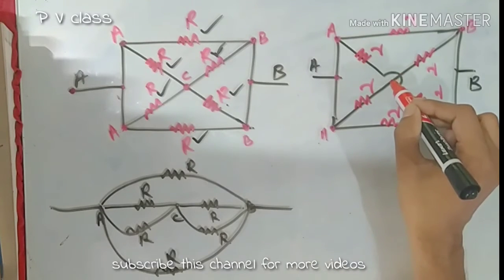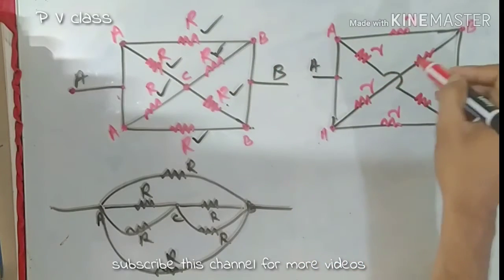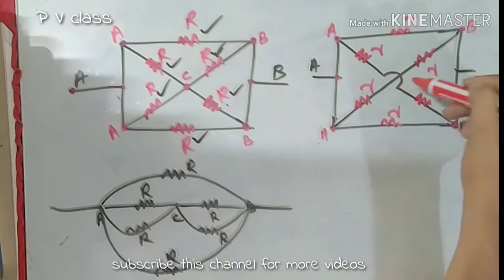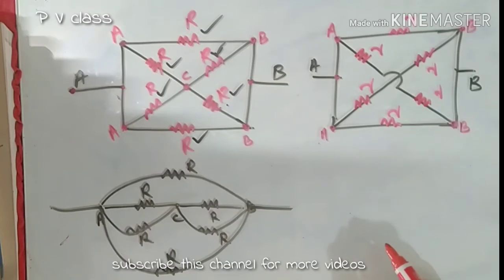Should we mark a point C over here? We have to mark the point on a junction. Is it a junction? No. There is no direct connection. Therefore, it's not a junction. Therefore, A and B is enough in this case.